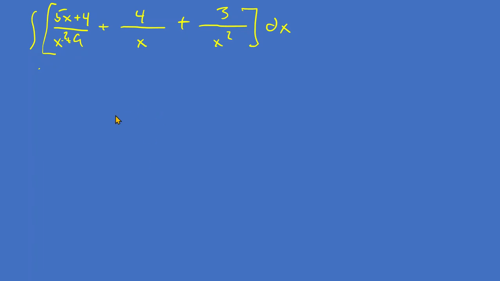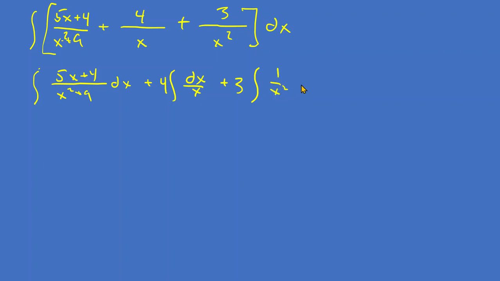Now, let's break this up into separate integration problems. Sometimes it's easier to look at the integration problem in pieces. So we have the integral of 5x plus 4 over x squared plus 9 dx plus the integral, and I'll put the 4 out here, dx over x plus 3 times the integral of 1 over x squared dx.